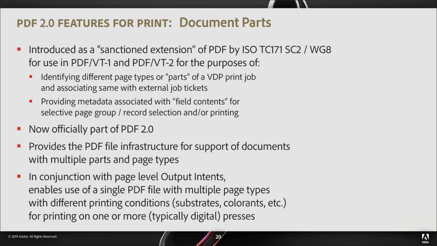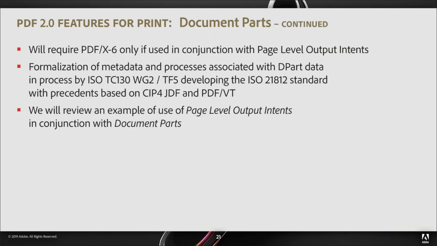This is very important for getting rid of the need to have separate source and PDF files for different parts of a large product. The product may be a book, it may be a marketing campaign, etc. We'll give an example. It will require PDF/X-6 because, again, this is being used in conjunction with page level output intents. Okay, and there's actually a formalization of the DPart data, and that's another ISO standard, 21812. We'll review this in a few minutes.